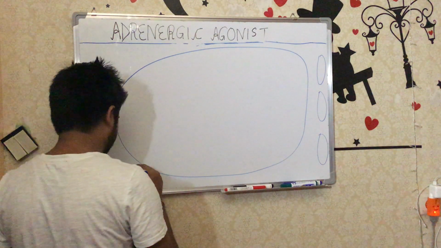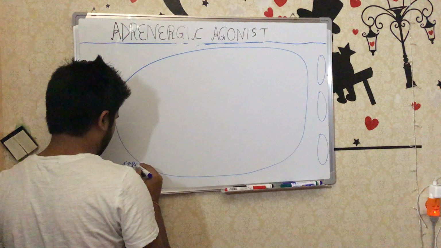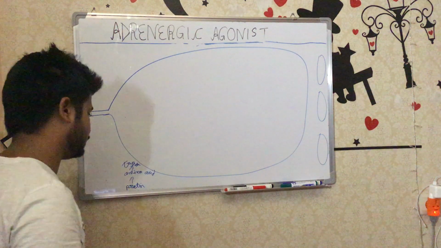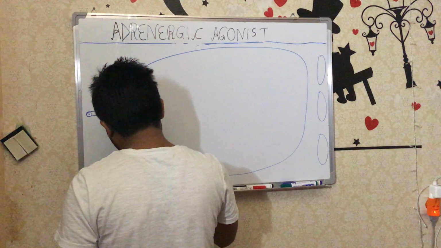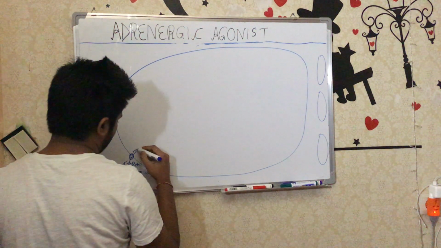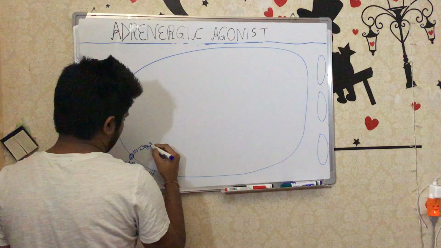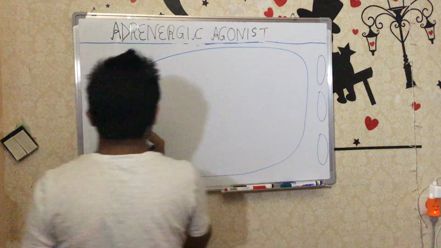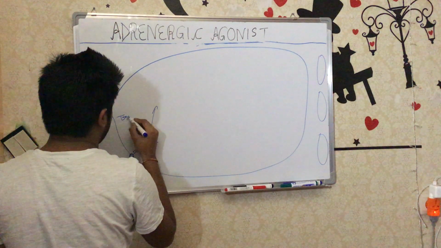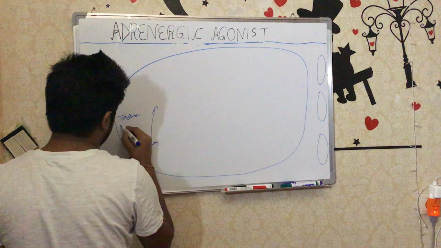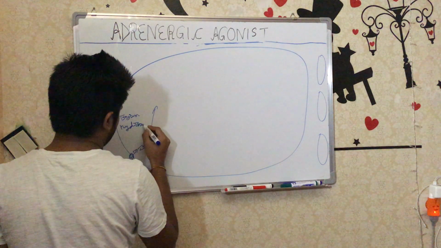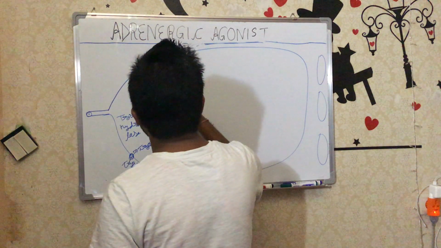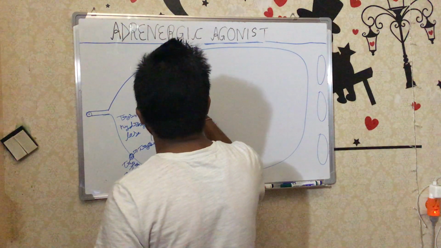So norepinephrine is made from tyrosine. Here is a special transporter to transport tyrosine inside the neuron. Tyrosine, by the help of tyrosine hydroxylase, which is an enzyme, becomes dopa, not dopamine, first dopa.